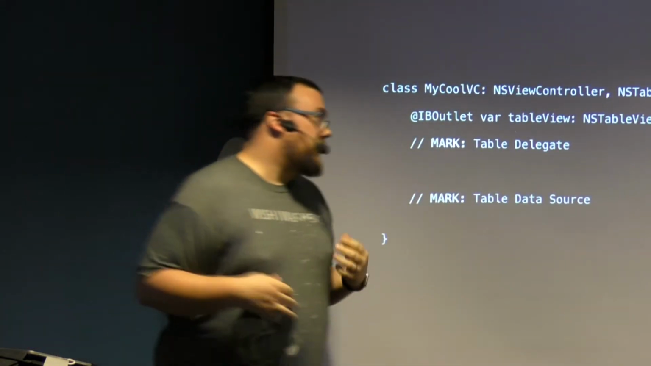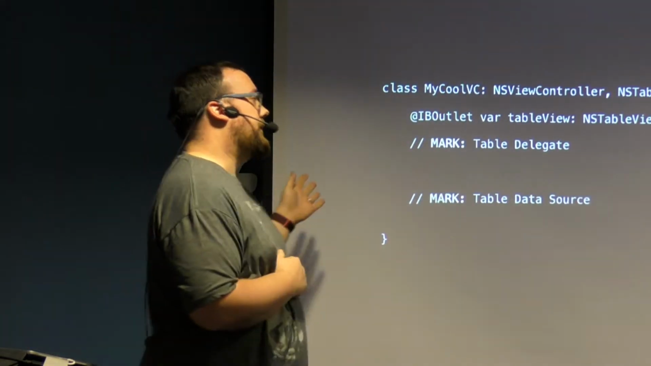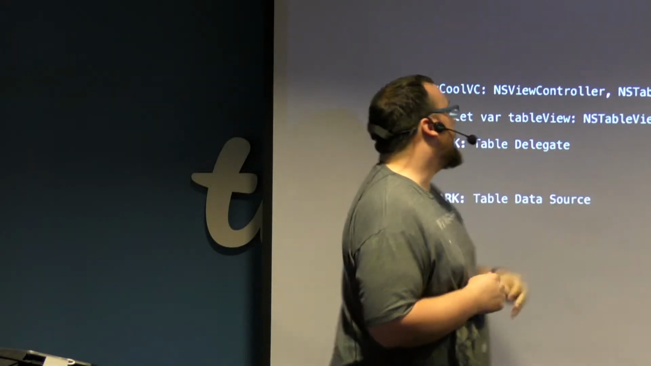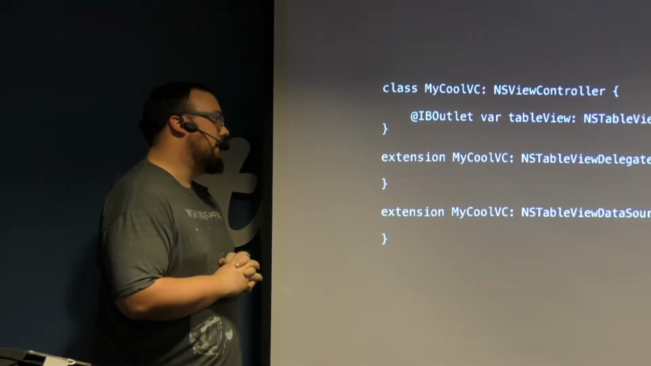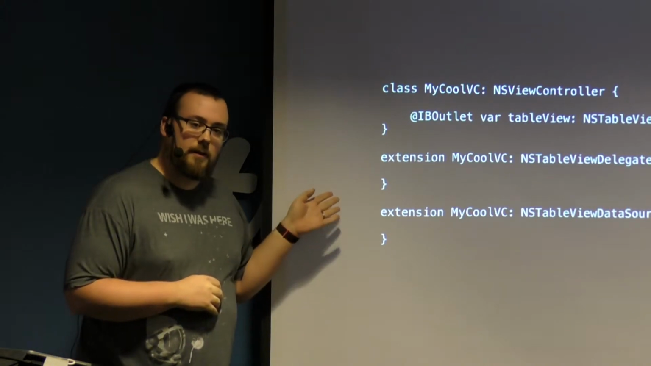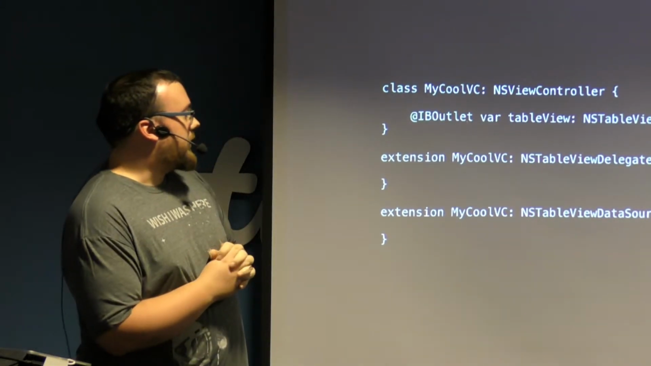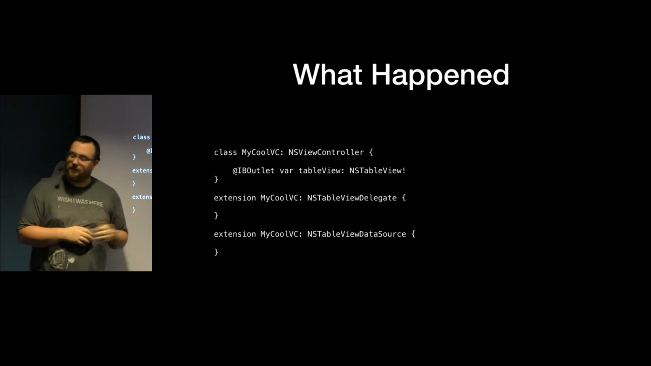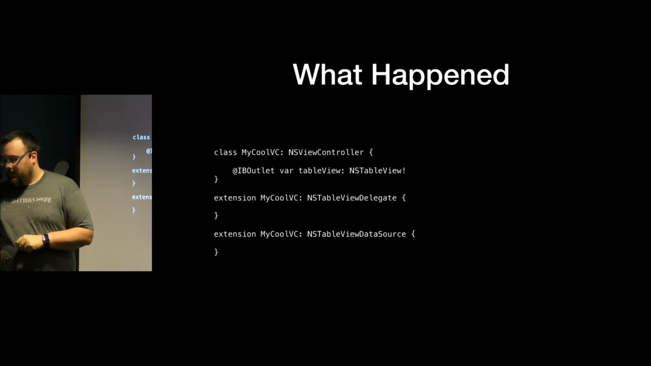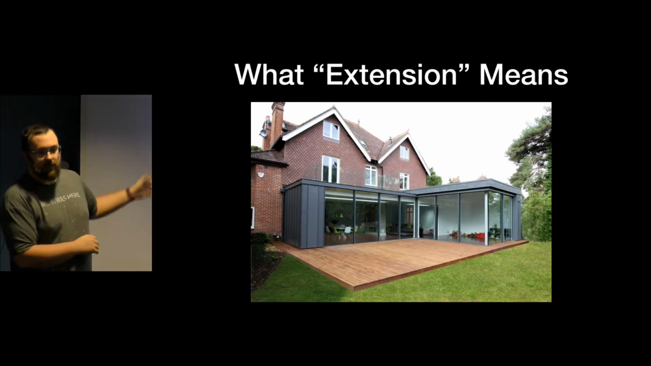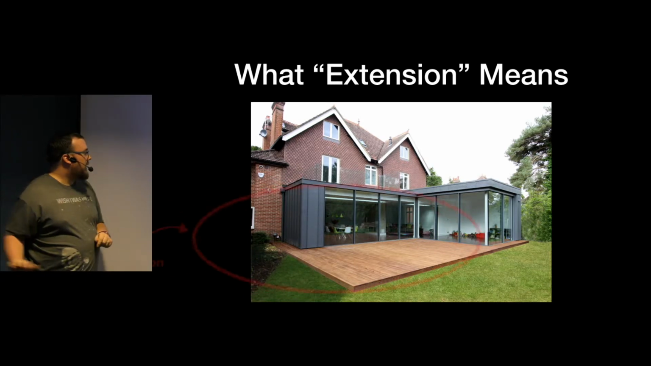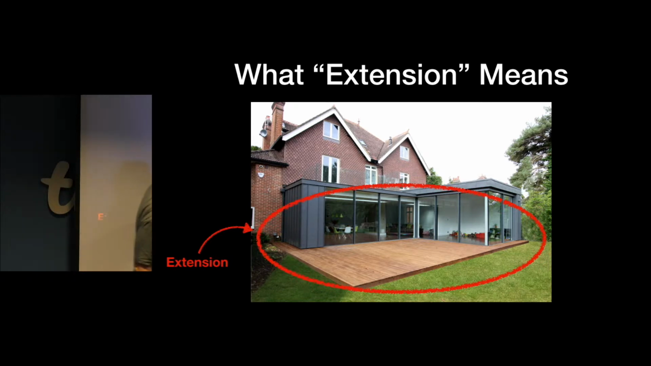And then what happened is we started to take this, where we'd have a class, a view controller, that conformed to some protocols, and we'd have them in here. And then this happened. And you're probably thinking, what's wrong with this? On the surface, there's nothing wrong with this. But let's look at what extension actually means. So this is a house. This thing here is an extension. It was added to the house after the house was built.